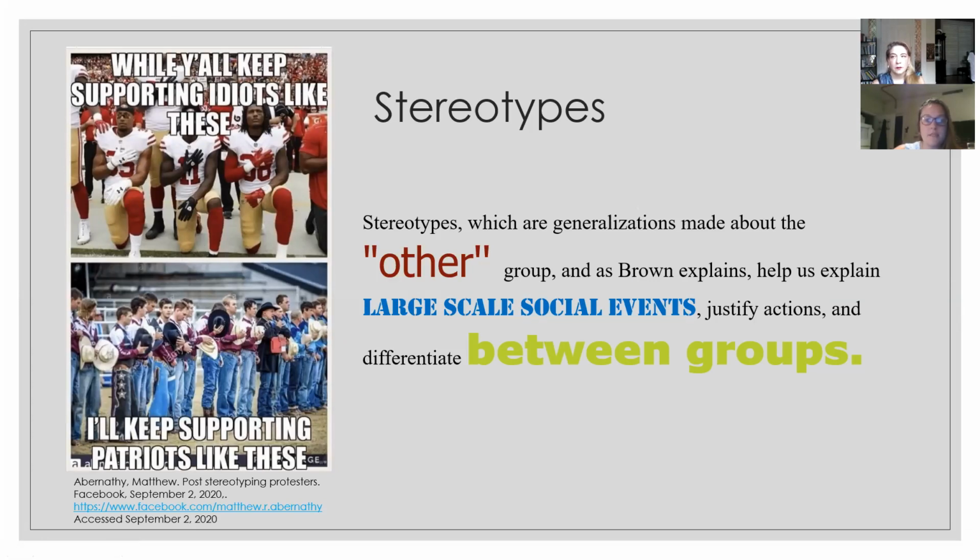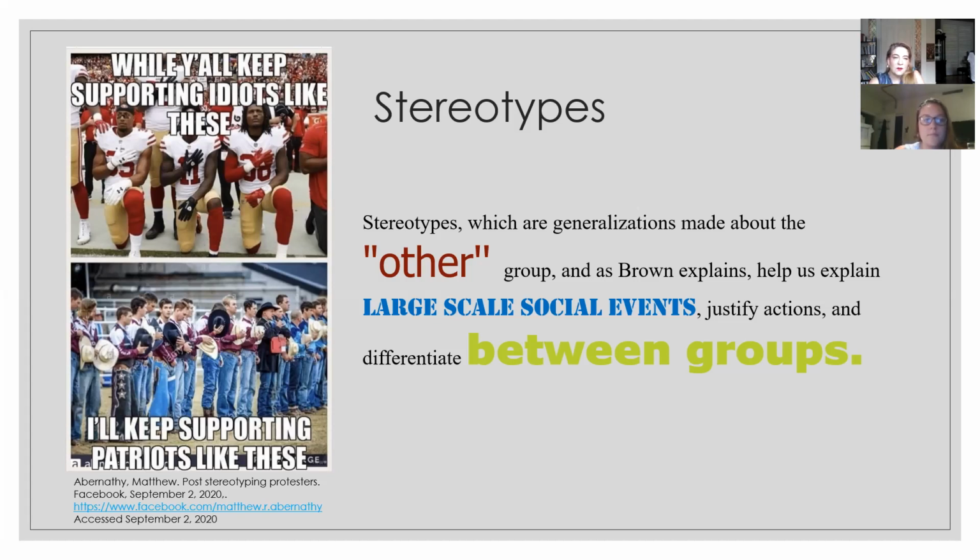Our second concept is stereotypes. These are generalizations made about the other group, and as Brown has explained, it helps us understand large-scale social events, justify actions, and the differentiation between groups. They also hold two primary functions in helping us understand social conflicts through the understanding of social structures and the relationship between the groups, and not just the individual cognitive process involved. Secondly, stereotypes, in order to fulfill their function, must be shared among the entirety of the group members, and thus helps us understand group values, beliefs, and the legitimization of actions.